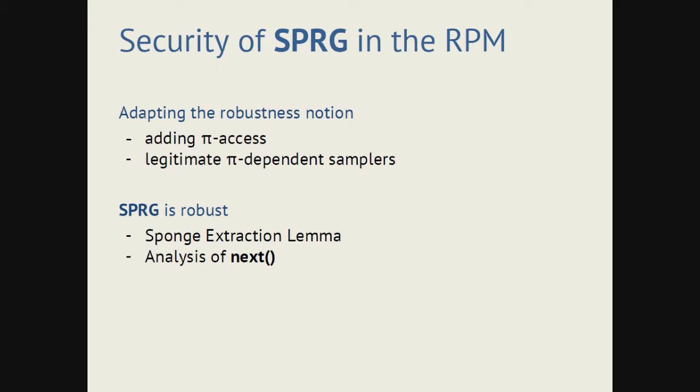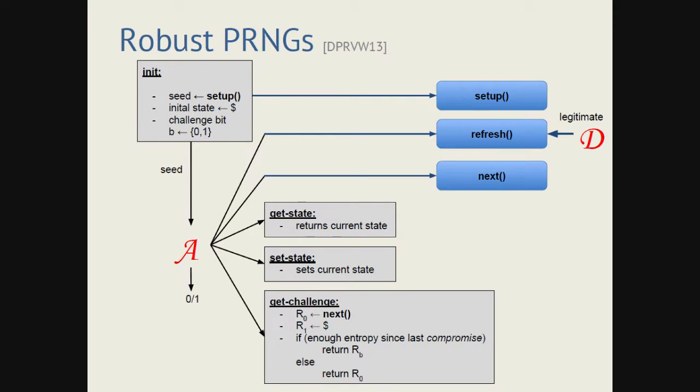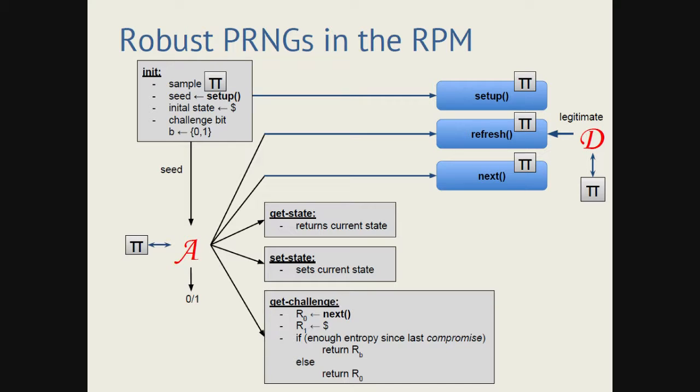So if we want to adapt the robustness notion to the random permutation model, the first and simple part is just considering this oracle that is a uniformly random chosen permutation, and that is public, it's available to everyone, so we just sample such a permutation at the beginning of the init procedure, and then we give access to pi to all the procedures of our PRNG, and also to both parts of the adversary. So this is the easy part, but now a tricky question comes up. What does it mean for the distribution sampler to be legitimate?